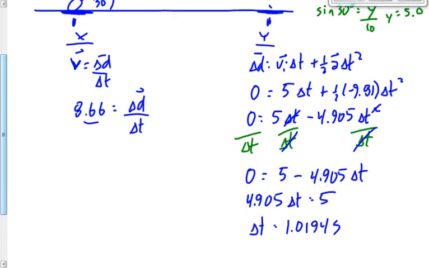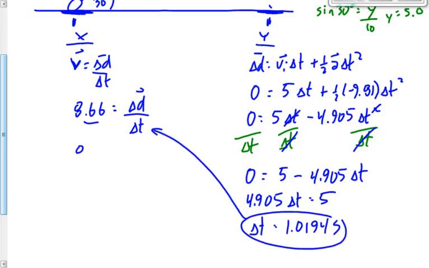It's no different than the other problems now, right? Let's just take this time. Time can go for in between x and y, right? So let's just say 8.66 is equal to delta d for the x component over the time of 1.0194. 8.66 times that. We end up getting 8.83, or 8.8 meters.